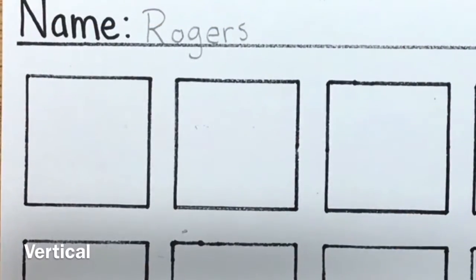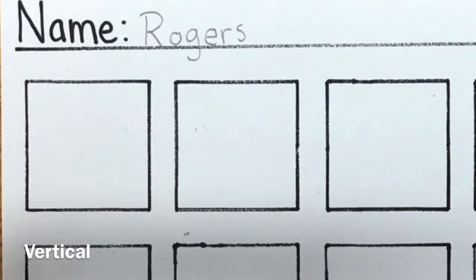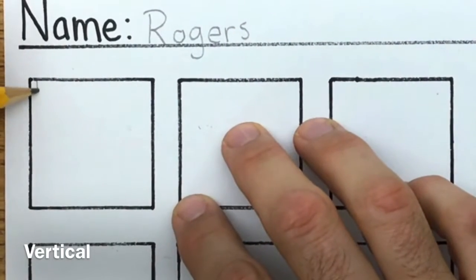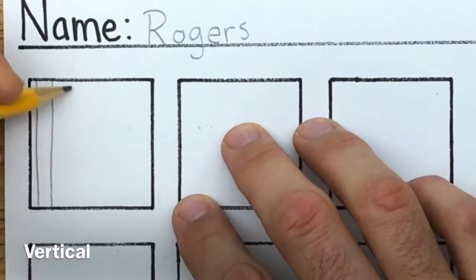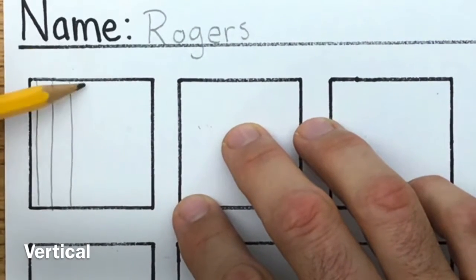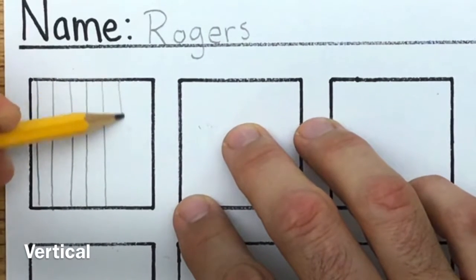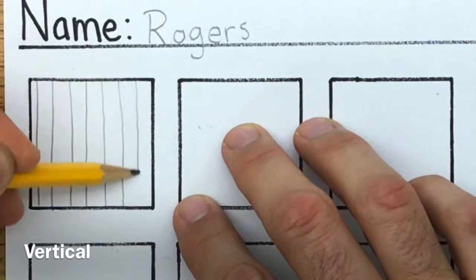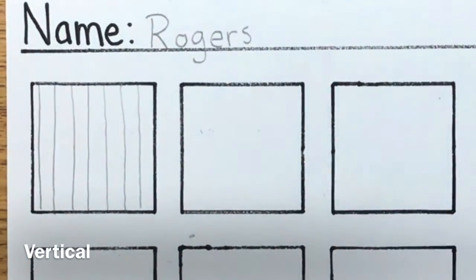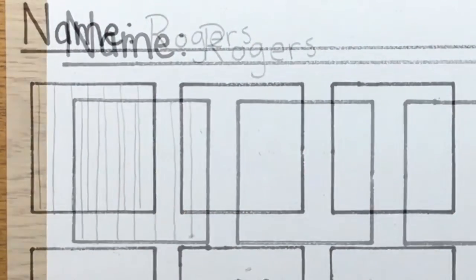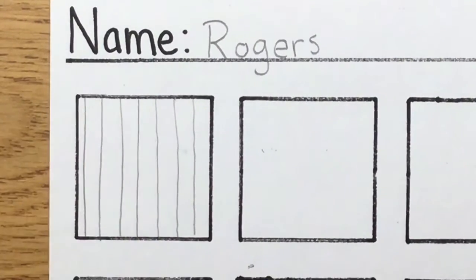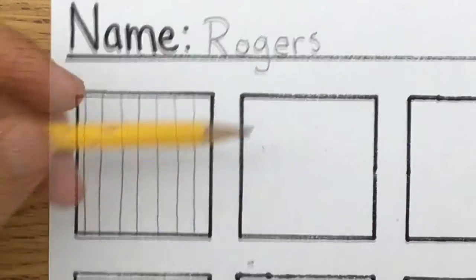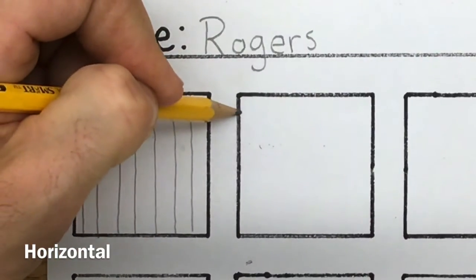And we'll get started in this first square. We're going to be making vertical lines. As you may remember, vertical lines are the lines that go straight up and down. Fill in your box. Very good. Now, when you're making your vertical lines, make sure that the ends go all the way to the top and bottom. Try not to leave any empty space at the end of your lines.